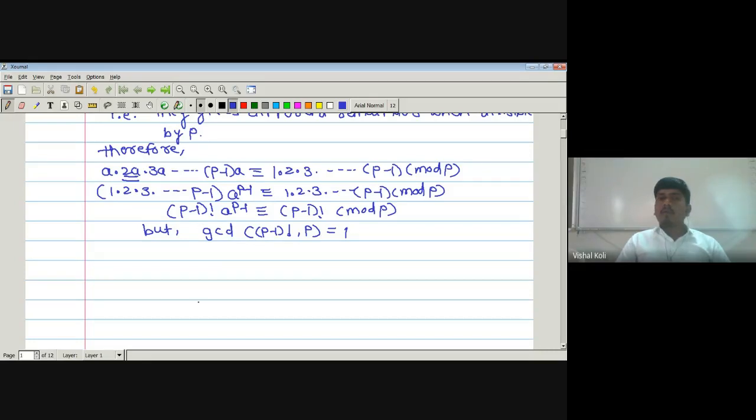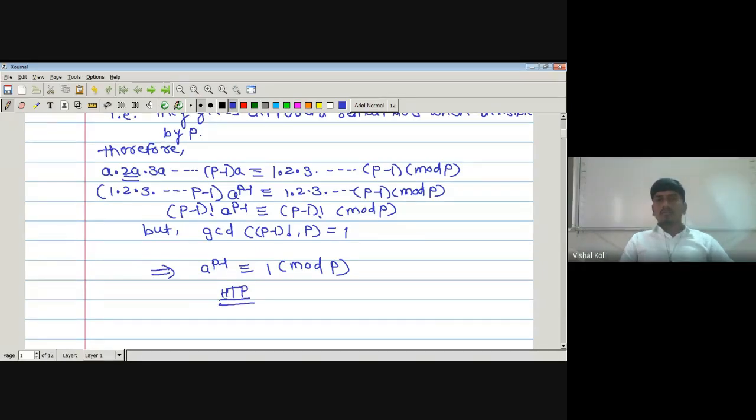From this we can write a to the power p minus 1 congruent to 1 modulo p upon GCD of p minus 1 factorial comma p, which is 1, which is nothing but a to the power p minus 1 congruent to 1 modulo p. And that is the statement of Fermat's theorem and hence the proof. Any doubt?